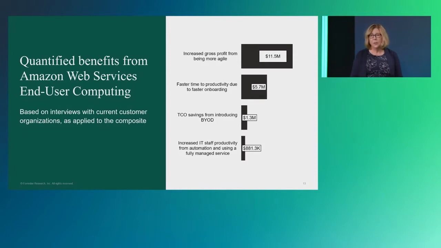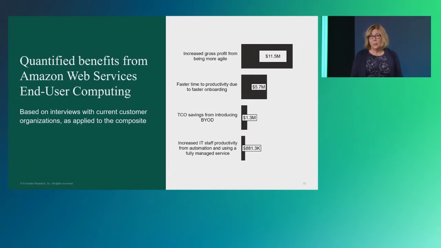Some of the other business benefits included faster time to productivity due to faster onboarding. This was the second highest business benefit. So the AWS customers we interviewed said that provisioning workspaces or AppStream accounts, as opposed to providing physical laptops to new hires, significantly shortened the onboarding process for employees and contractors. This meant that these workers could be productive sooner.